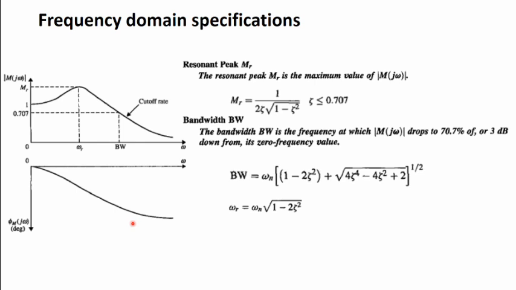Now the resonant peak Mr and bandwidth, which we define as the frequency at which the magnitude of M of j omega drops to 0.707 or 3 dB down from its zero frequency value. So this is the bandwidth, and this particular slope is called the cutoff rate.